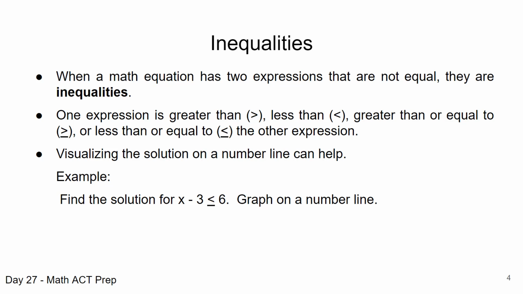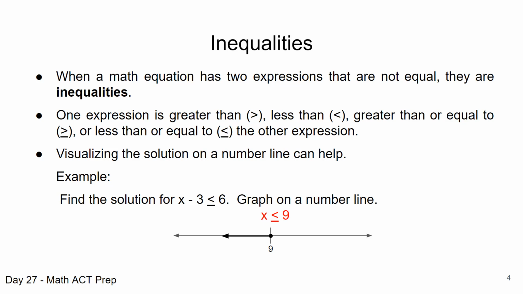So the first thing you do is we want to solve this inequality by having usually x on the left-hand side and any other values on the right-hand side. In this case, we'd want to add 3 to both sides, and we'd end up with x is less than or equal to 9.